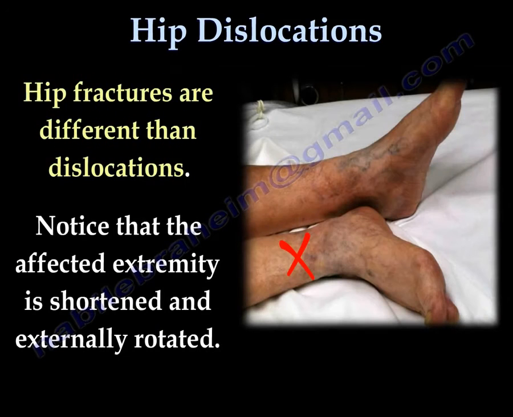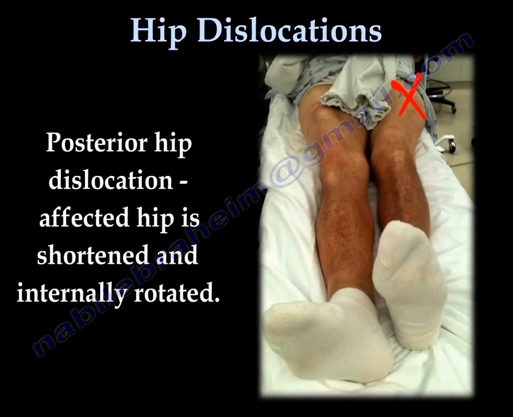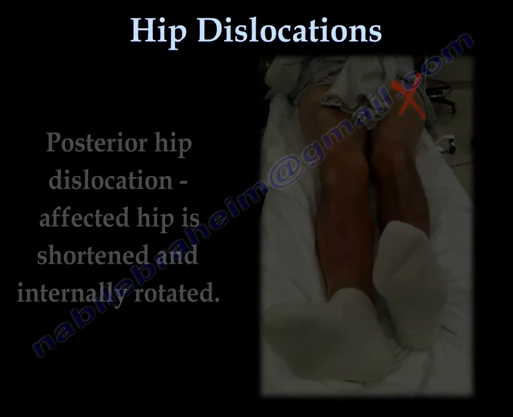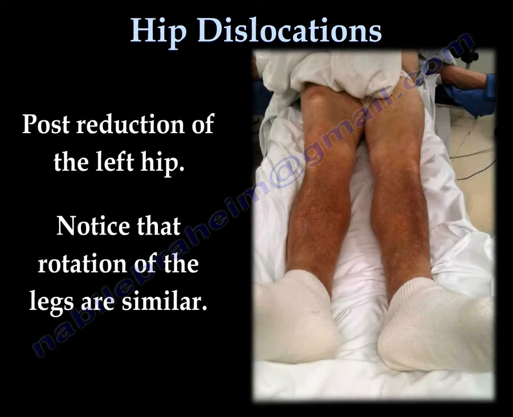Hip fractures are different from hip dislocation. In hip fracture, the affected extremity will be shortened and externally rotated. This patient had a posterior hip dislocation. Watch that the affected extremity is shortened and internally rotated. After reduction of the left hip, notice that the rotation of the legs is similar.